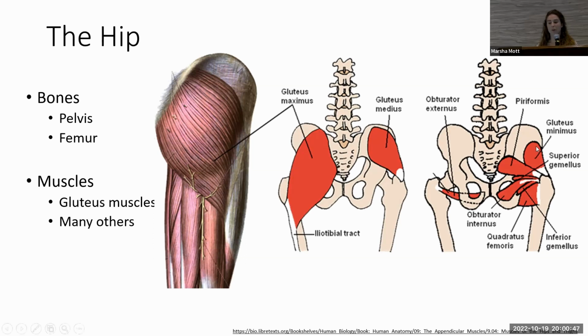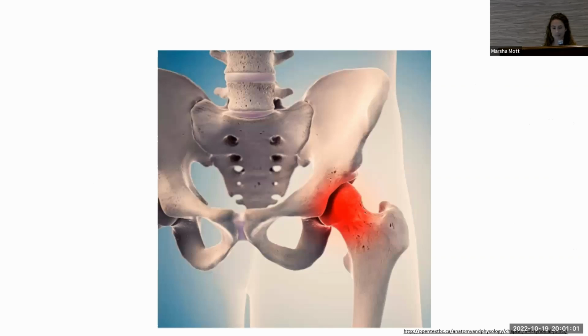We do have some other ones. We have the glute minimus, which is also a little bit of a player in that. And then we have the piriformis, which is a whole other talk of hip pain, which I'm actually going to not talk too much about, but it can be implicated in a lot of hip pain.